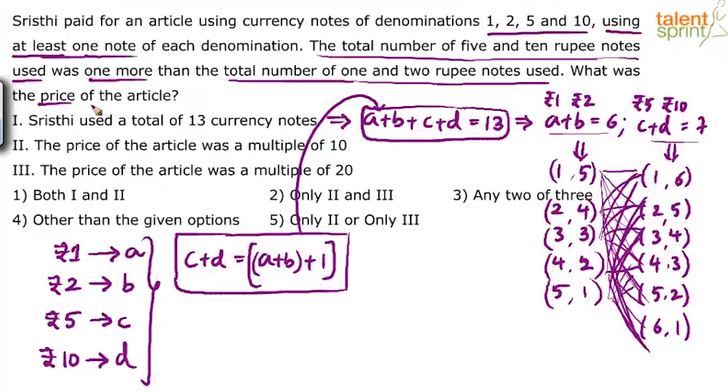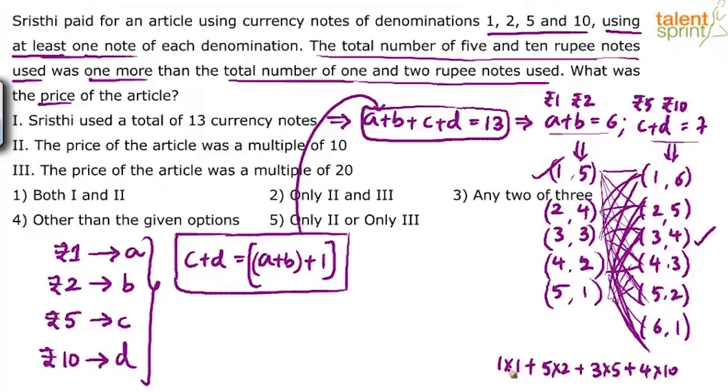Just to give you an example, let us consider 1, 5 with 3, 4. So 1, 5 with 3, 4 means what? A equals 1, B equals 5, C equals 3, D equals 4. So 1, 5, 3, 4 means 1 into 1 plus 5 into 2 plus 3 into 5 plus 4 into 10. You understand? 1, 5, 3, 4.